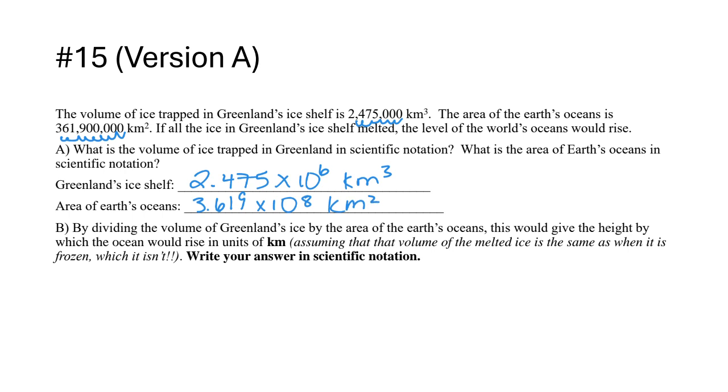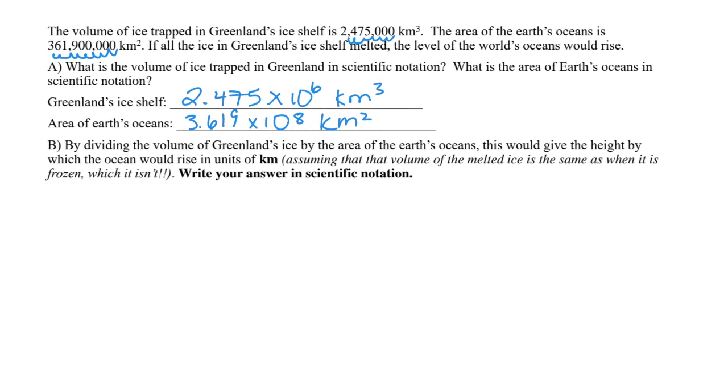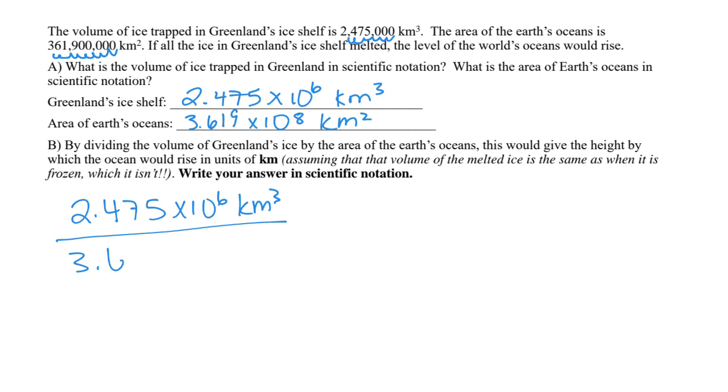Now, at this point in time, if you used your version, obviously you're going to use the rounded version, your answer on this next part is going to be different than what I'm going to get right here. But I still counted it right if your math worked out. So we're going to do 2.475 times 10 to the 6 divided by 3.619 times 10 to the 8th.